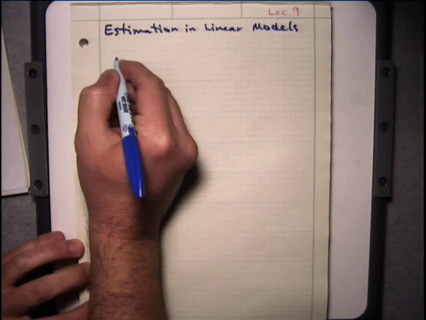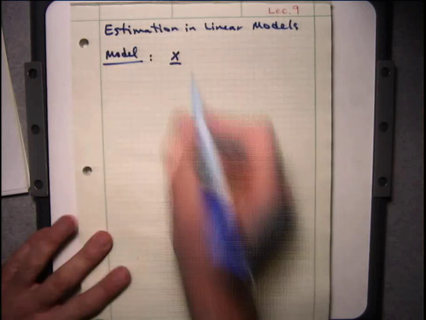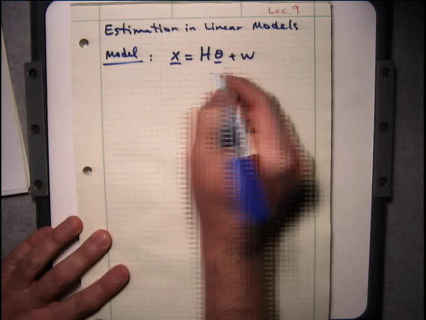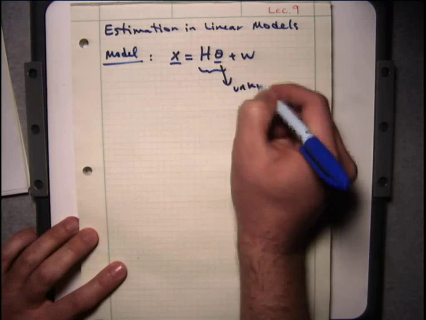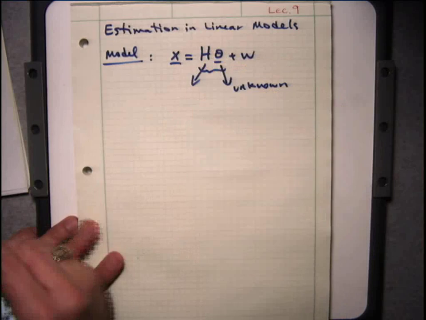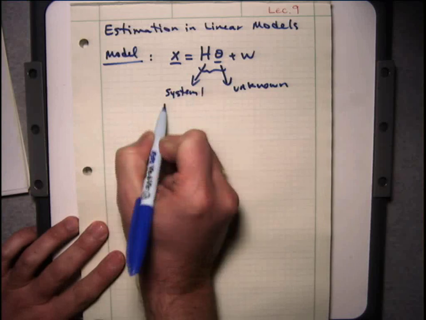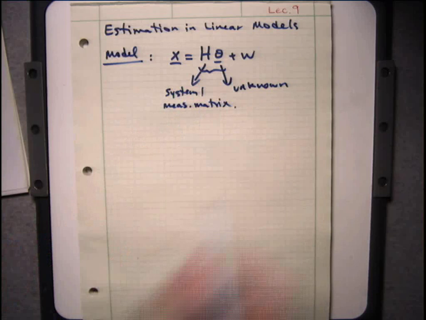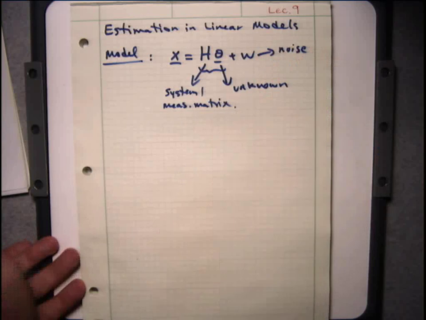generally what we're talking about is a model where the data is some vector x and the parameters of interest are theta plus noise. So this here is a matrix times a vector. This theta here is the unknown. And this H is sometimes called the system matrix or the measurement matrix. And for the time being, what we're going to assume, well, this is noise. And we're going to study the case where this noise here is Gaussian and uncorrelated.